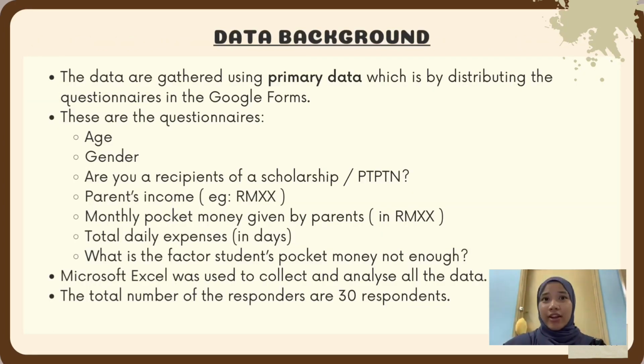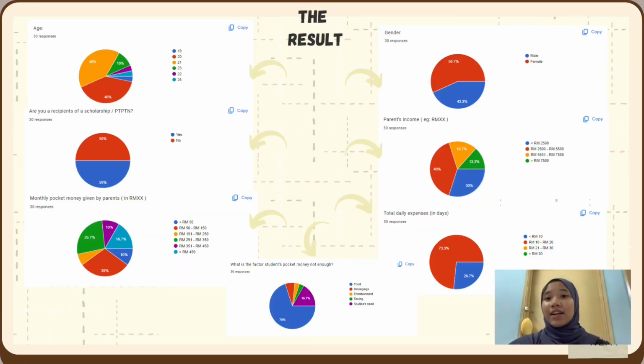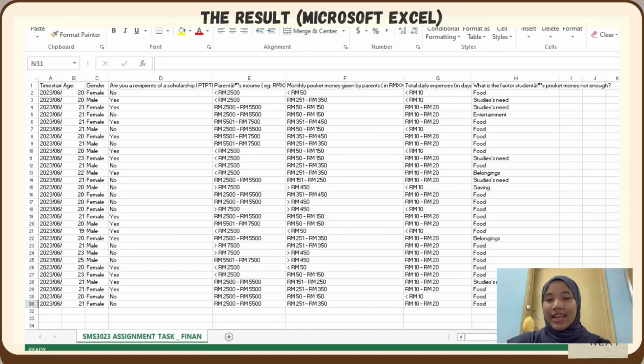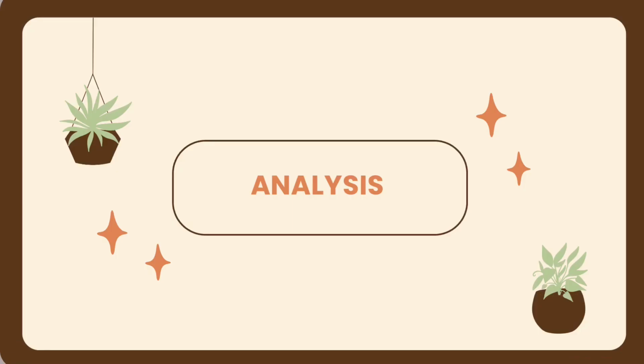For the data background, the data are gathered using primary data, which is by distributing questionnaires in Google Forms. These are the questionnaires. Microsoft Excel was used to collect and analyze all the data. The total number of respondents is 30. These are the results that we get from Google Form. And then these are the results that we get from Microsoft Excel.